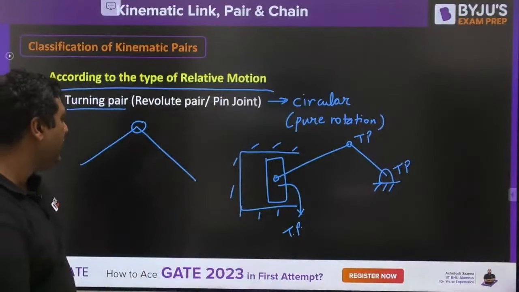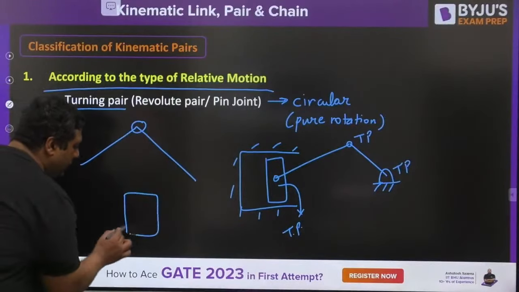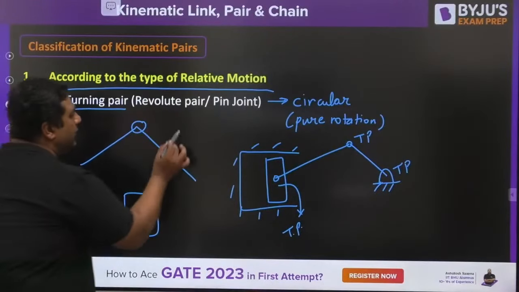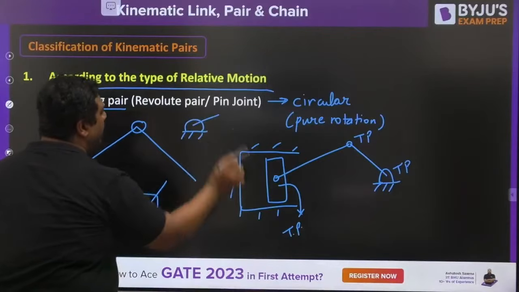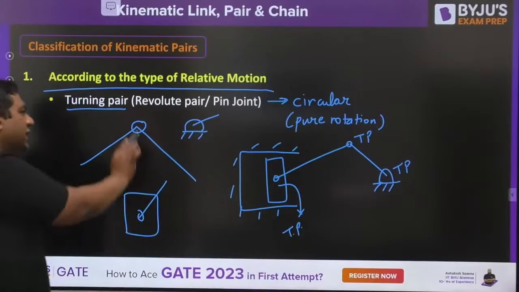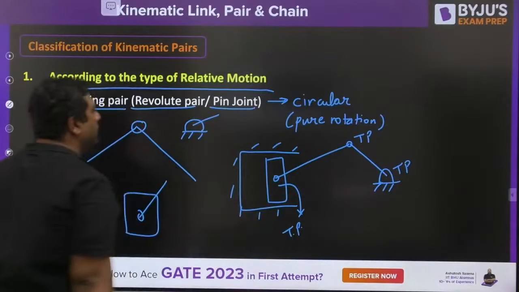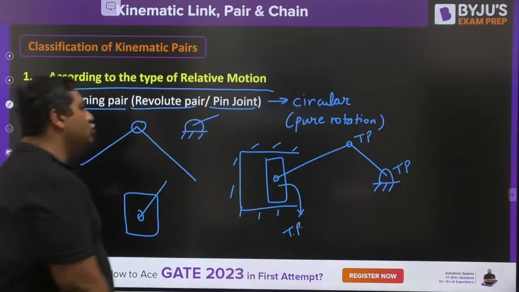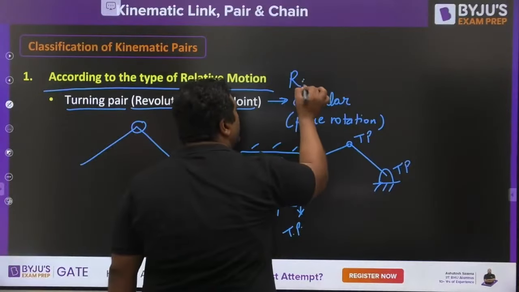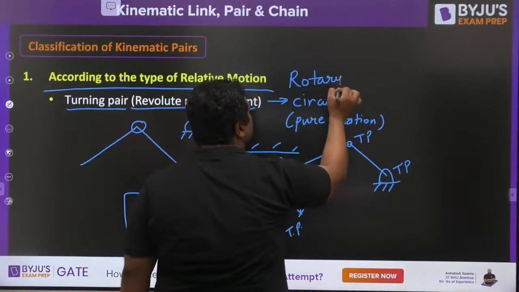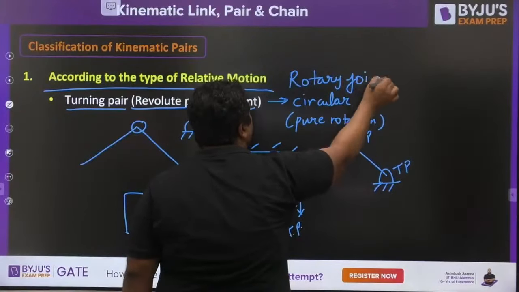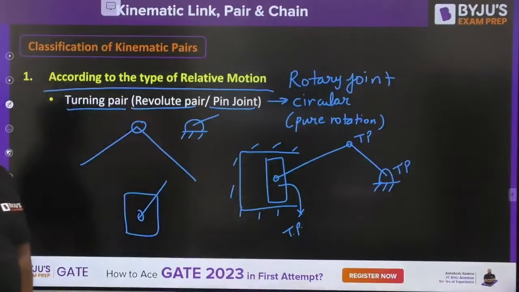So my dear, this is a turning pair. This is a turning pair. This is a turning pair. They are also given the name of revolute pair or pin joint. So revolute pair, pin joint, or rotary joint. Rotary joint is also a name used. All these are the names.